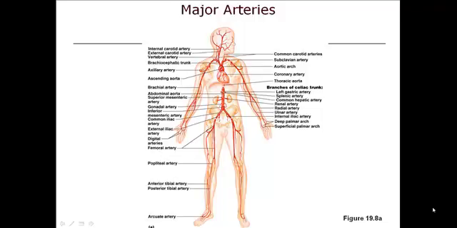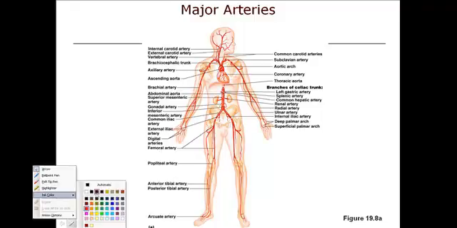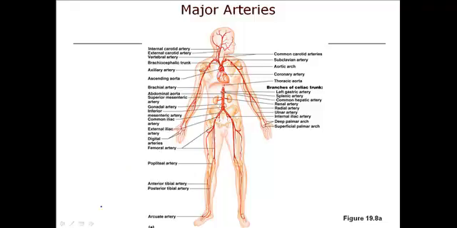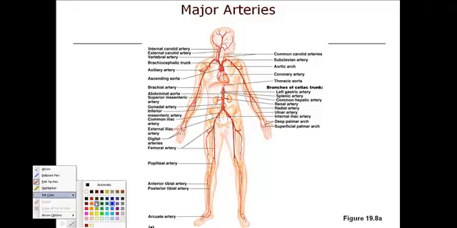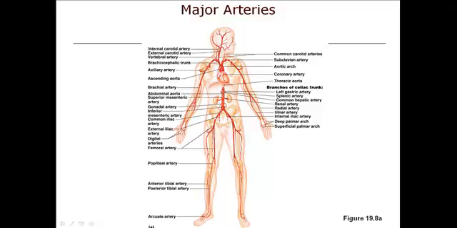Okay, so major arteries, you don't really need me for this. You just kind of have to sit down and memorize this. But I'll go through it for you. So let me change colors here. Let's go to yellow. All right. So, from the left ventricle, right here, blood will come out the aorta.